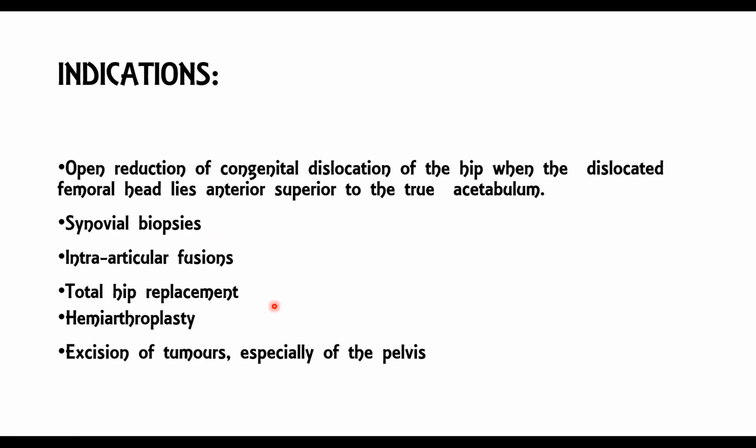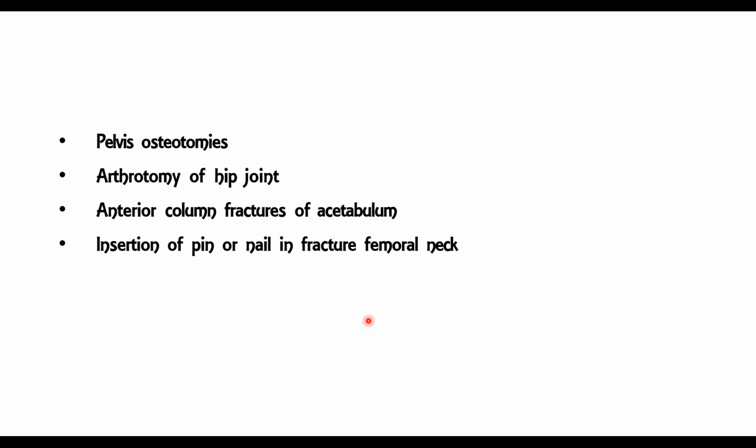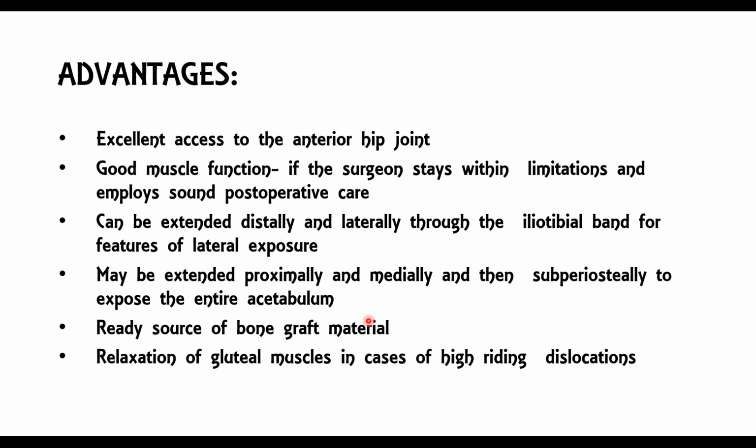Why? In posterior approaches, your posterior capsule is weaker than the anterior capsule. So with a posterior approach, patients are more prone to dislocation. Then also for excision of tumor, especially pelvic tumors. These are all the indications. Pelvic osteotomy, arthrotomy, yes, in case of septic arthritis of hip you can do an anterior approach for arthrotomy. Anterior column fracture fixation is an extended iliofemoral approach. Insert a pin or a nail in the fracture of the neck. Yes, that is used for reduction also.